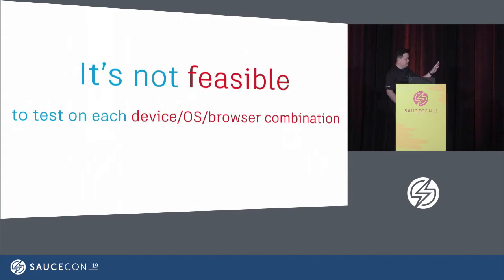So let me repeat this one. It is not feasible to test on every device, OS, and browser combination. Because of that, as testers, we have to find strategies and do multiple configurations of physical devices or possible permutations to test. In order to do that, we need statistics or analytics.